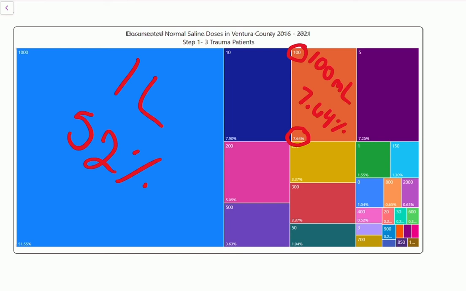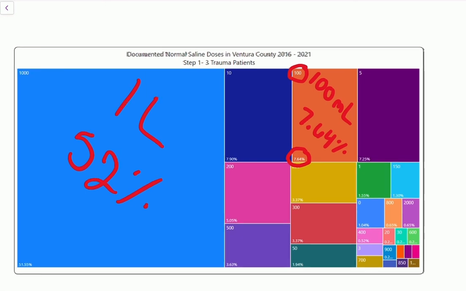52% of normal saline doses that we documented since 2016 for step 1 through 3 trauma patients were documented as 1 liter. We know that most of these patients did not need a 1 liter fluid bolus. Most of them had a blood pressure well above 80 and didn't require any fluid resuscitation at all. So what we are confident is going on here is that we just have to standardize how we document saline doses. For some reason, we have a tendency to document 1 liter because we use the 1 liter bag, and we don't want to do that.